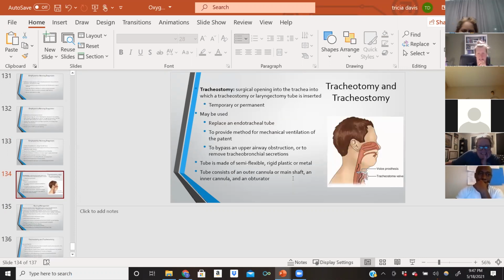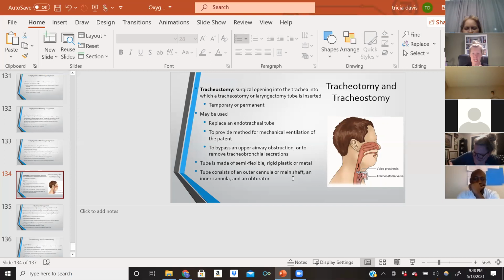And then we have tracheostomy. So this is our last exemplar. A tracheostomy is a surgical opening in the trachea into which a tracheostomy or a laryngectomy tube is inserted. It can be temporary or permanent. It can be reversible. It can be used to replace an endotracheal tube or to provide for mechanical ventilation of the patient. Remember I said some patients that have prolonged mechanical ventilation can't stay on that ventilator, so we have to do that tracheostomy. Or sometimes we do it to bypass an upper airway obstruction or to remove tracheobronchial secretions.